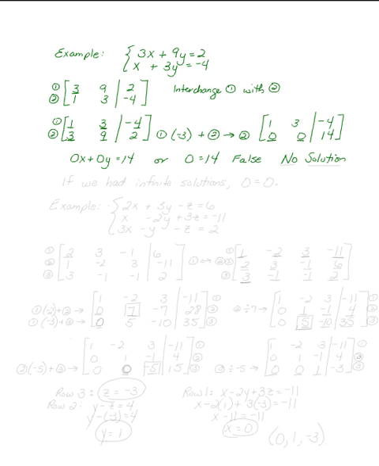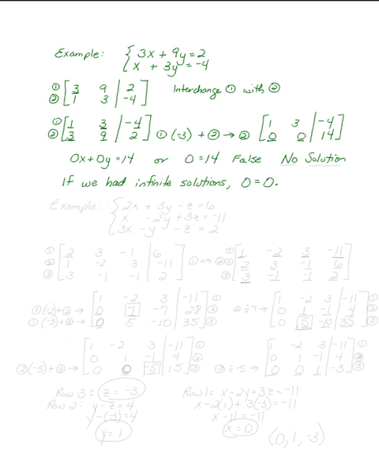If we had infinite solutions, then the entire row would be 0. So what we would end up with is somewhere in our matrix we would get 0 equals 0. So we would have an entire row of zeros, not just the coefficient parts. But once you get all zeros for your coefficients, you can stop solving right there.